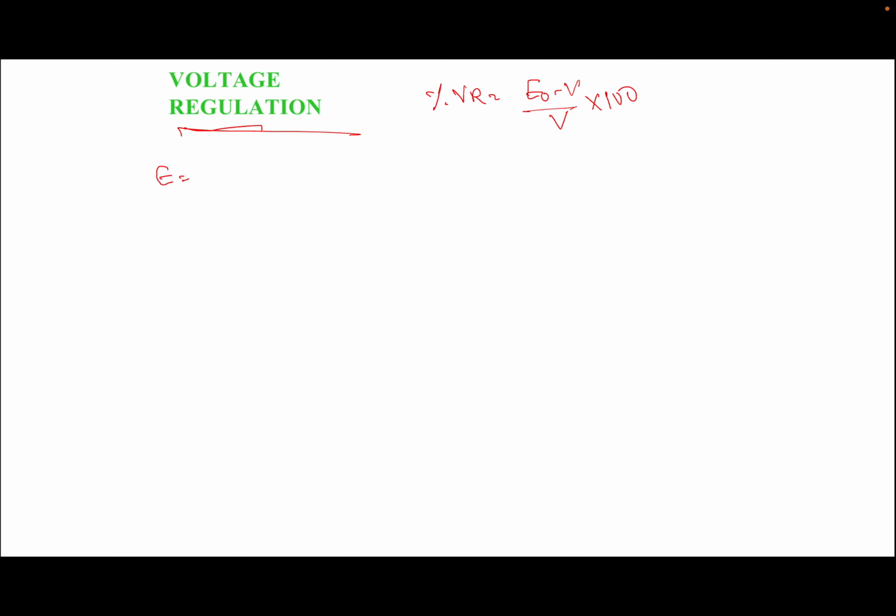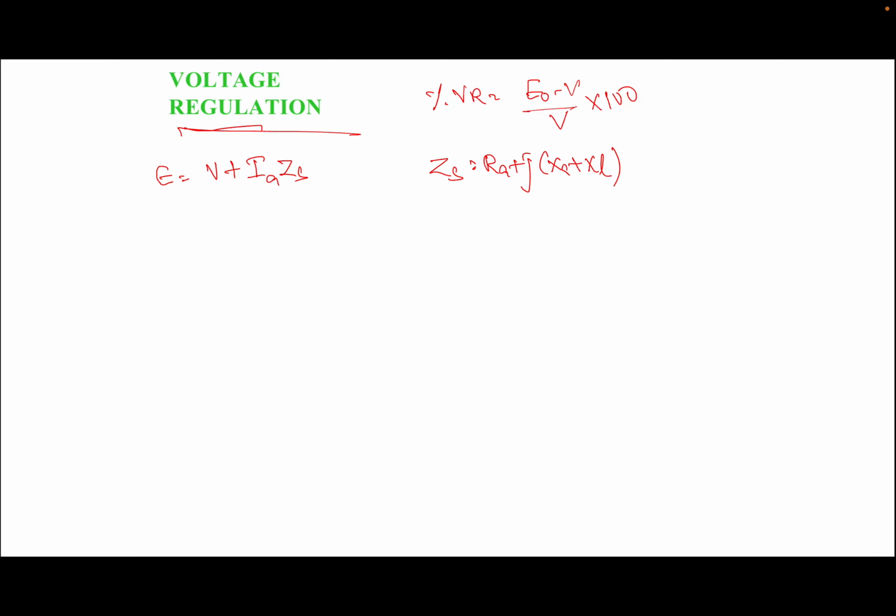The relation between generated EMF and terminal voltage for a synchronous generator is E equal to V plus IA into ZS, where ZS stands for synchronous impedance. ZS is the combination of RA plus j(XA plus XL), where XA is the armature reactance and XL is the leakage reactance.